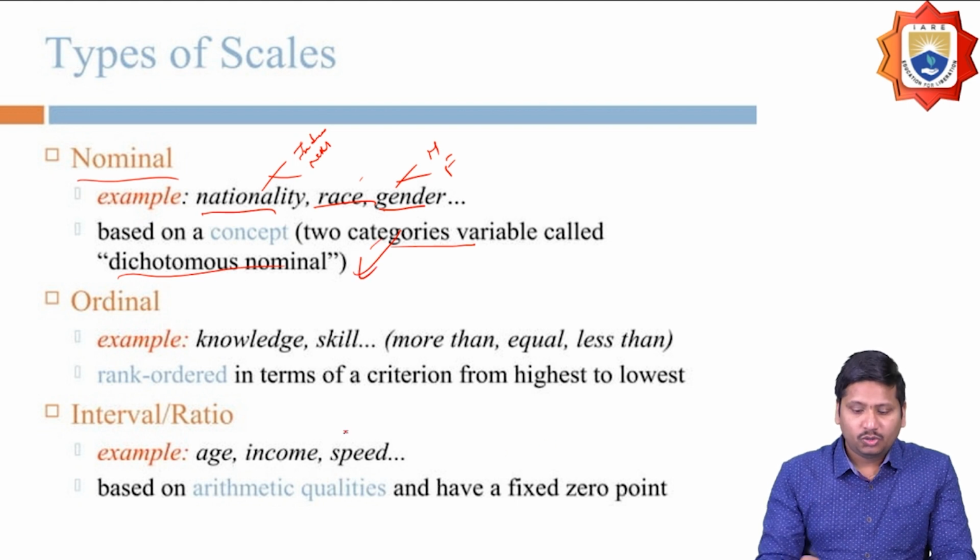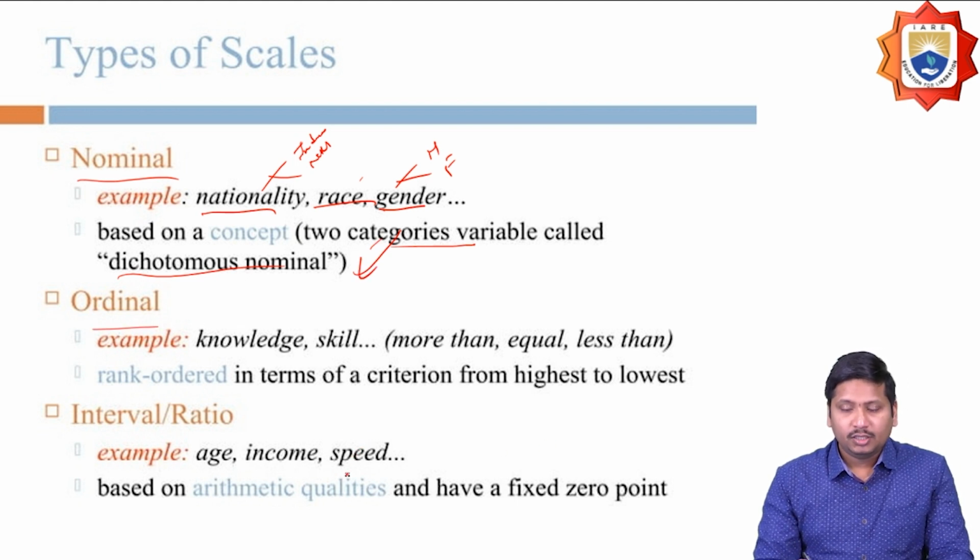The second one is ordinal. Ordinal means the rank order in terms of a criterion from highest to lowest.